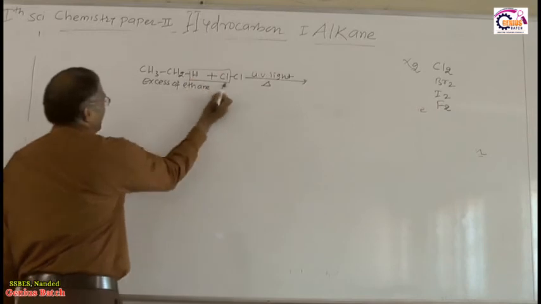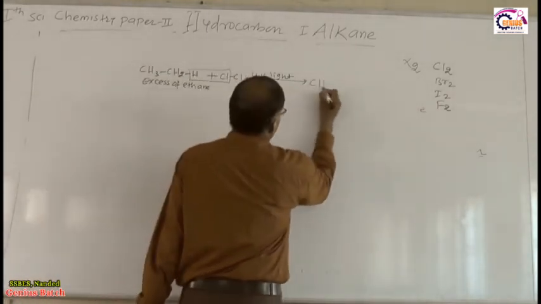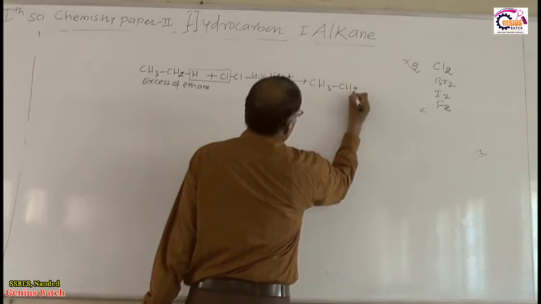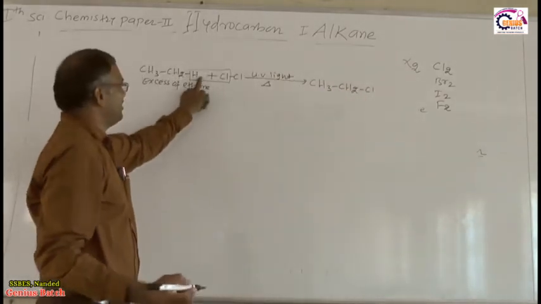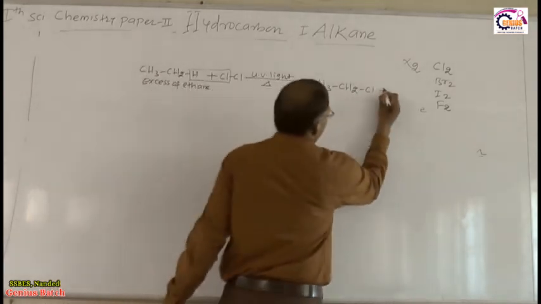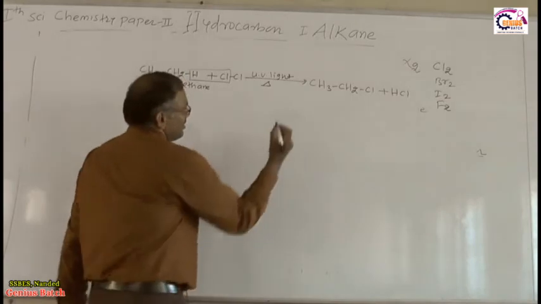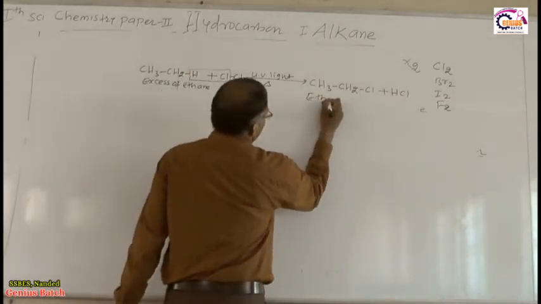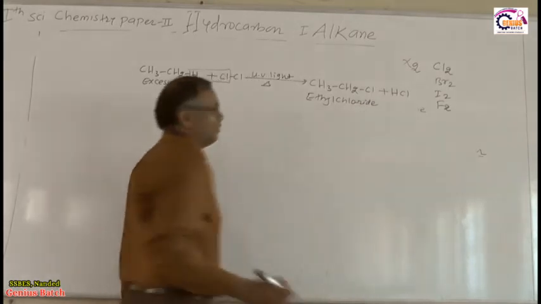So this hydrogen atom is replaced by the chlorine. Okay, so what will you get? You will get CH3CH2Cl. Hydrogen atom is replaced by the chlorine. This H and this Cl come out in the form of HCl. Right? Okay. So this is called ethyl chloride.